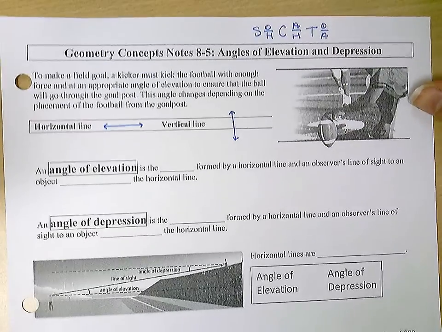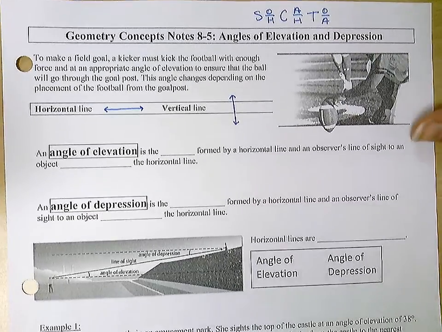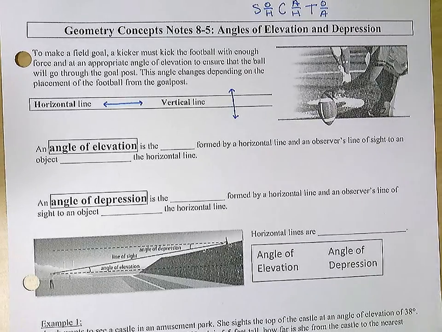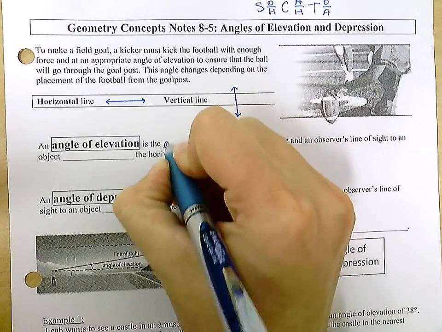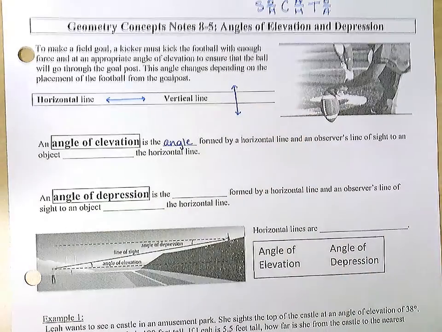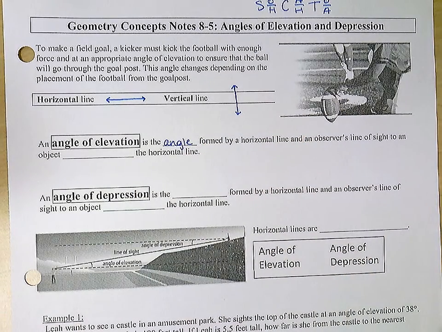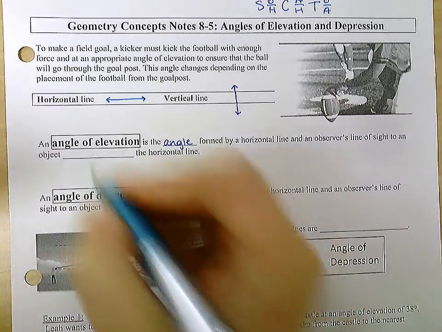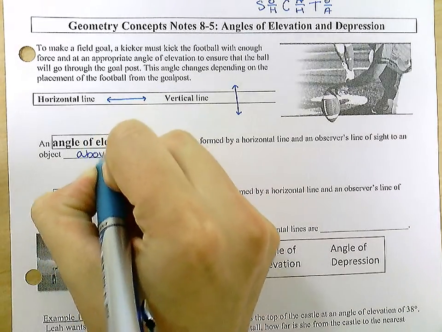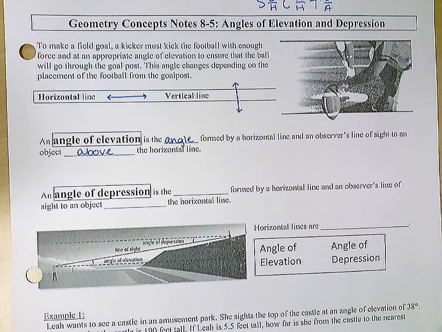So our different angles, we have an angle of elevation. That is the angle formed by a horizontal line and an observer's line of sight to an object above the horizontal line. So when you're looking up at something, you will create an angle of elevation.